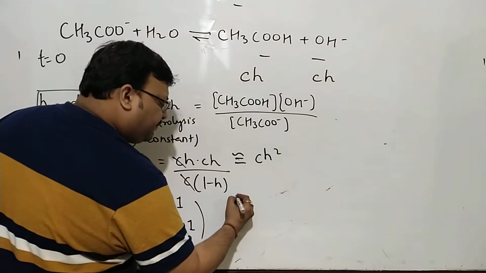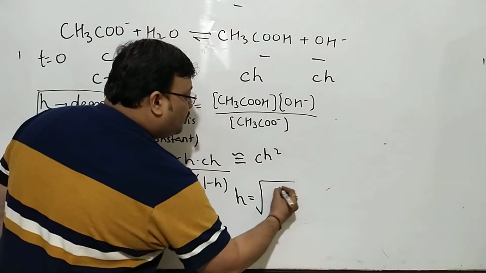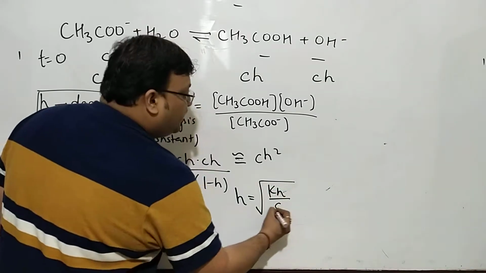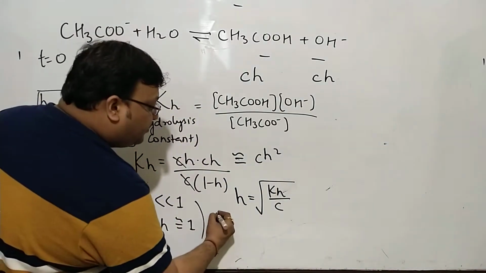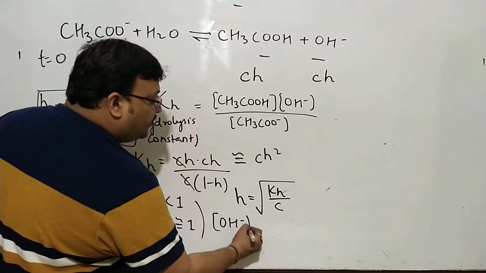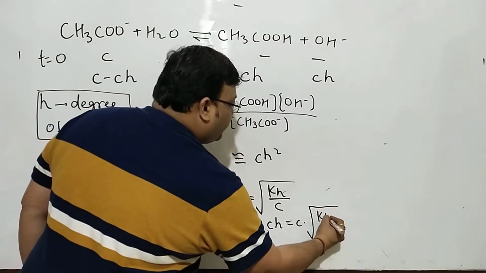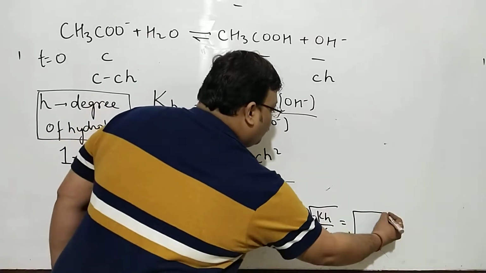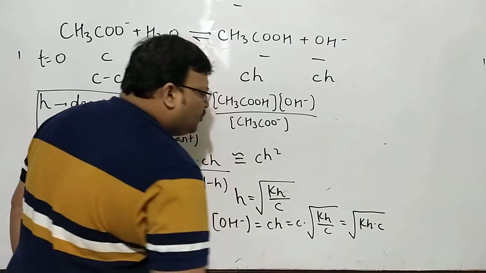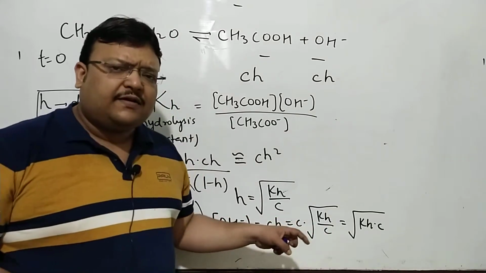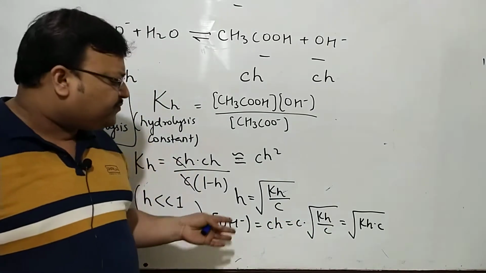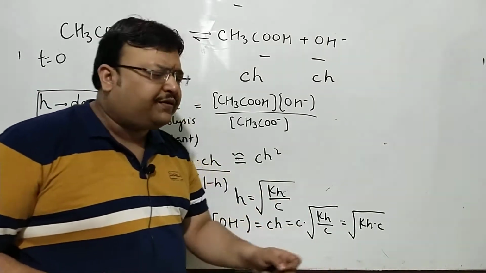Which will mean h is equal to root over of Kh by C. And this is what we are interested in. OH minus is equal to C h, which is C into root over of Kh by C, which is equal to root over of Kh into C. So we had seen these expressions in the past when it was only a weak base. OH minus was root over of Kb into C.